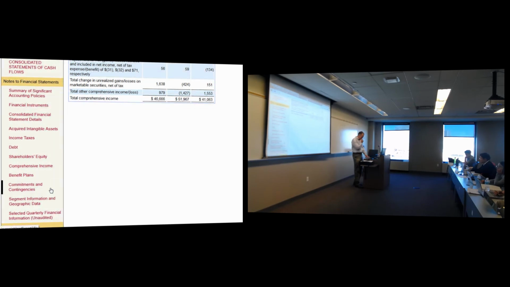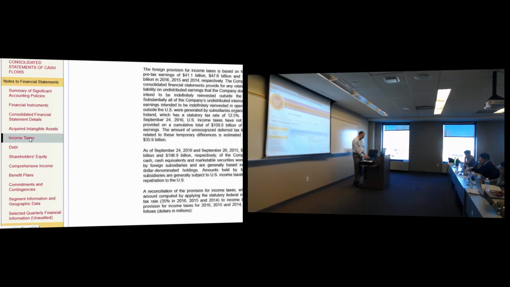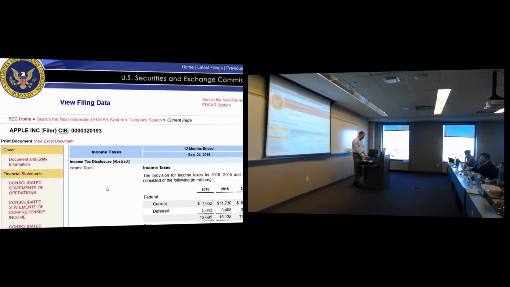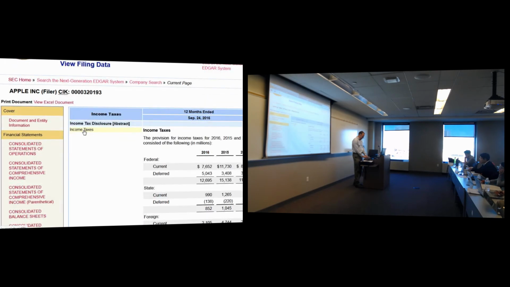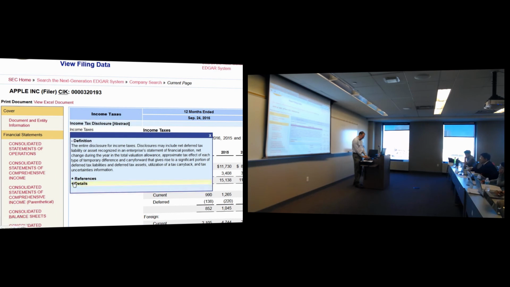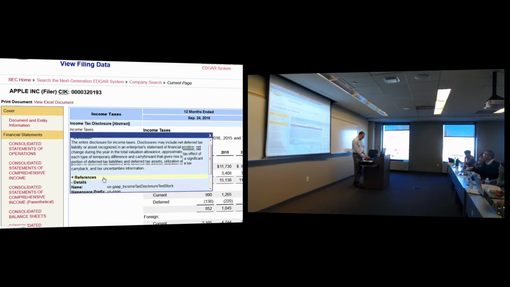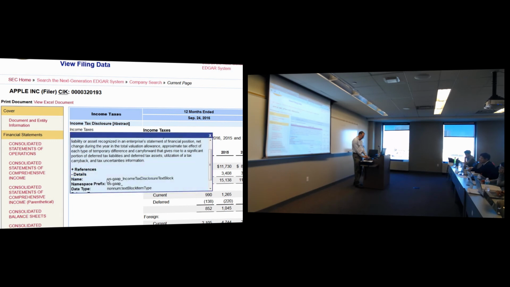So, for example, I'm interested in a couple of these for various reasons, and one is income taxes. Now, if I click on the income taxes tag here, let's see what it says under details. The name of the tag where you'll find all this information is called US GAAP Income Tax Disclosure Text Block. So this would make a really great data set for one of you if you're interested in the text in this footnote in the financial statements.